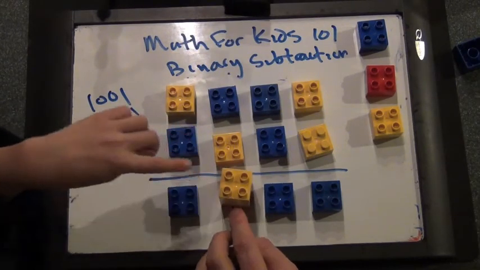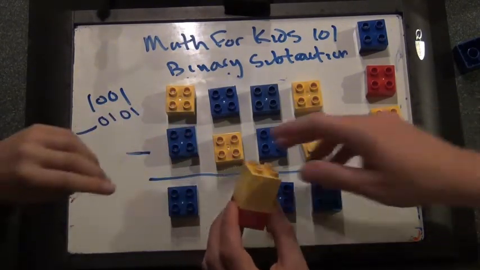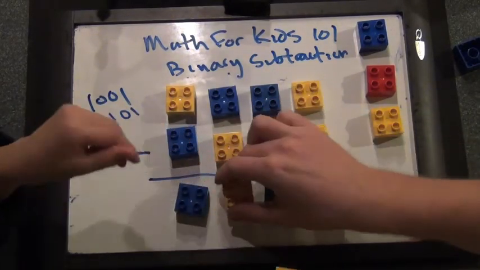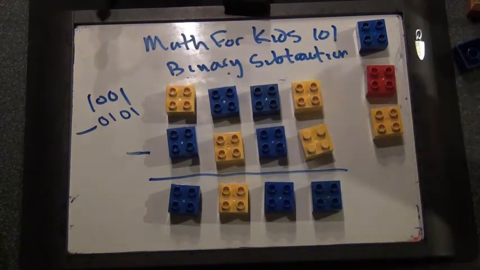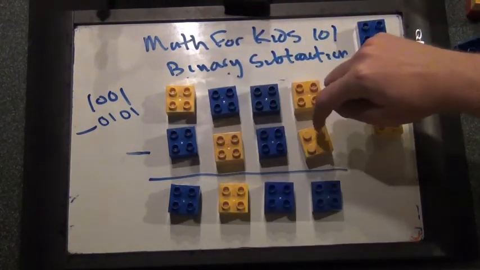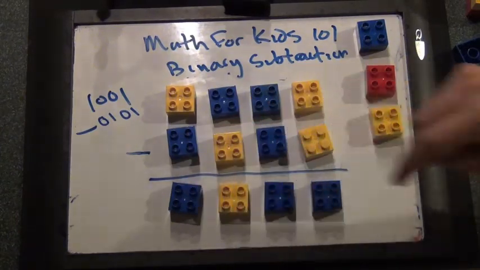But that's 1, 1, and minus 1. So what does the yellow plus red block do? It goes away. Poofs away. So we get this. We get 1001 minus 0101 should be 0100.